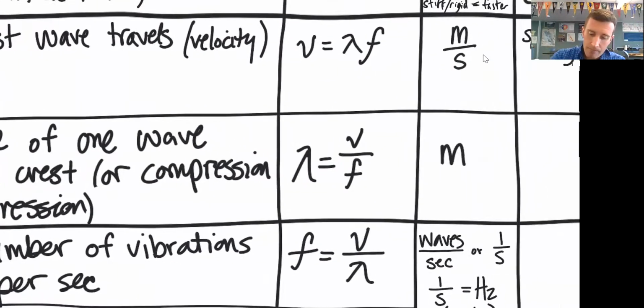Our equation here is just a manipulation of the previous equation, V equals wavelength times frequency.